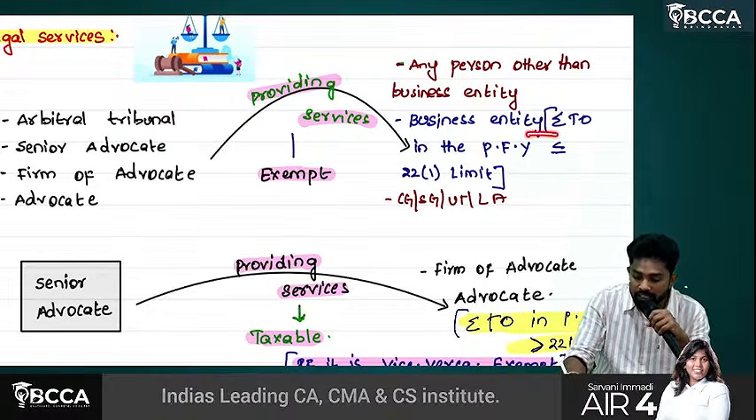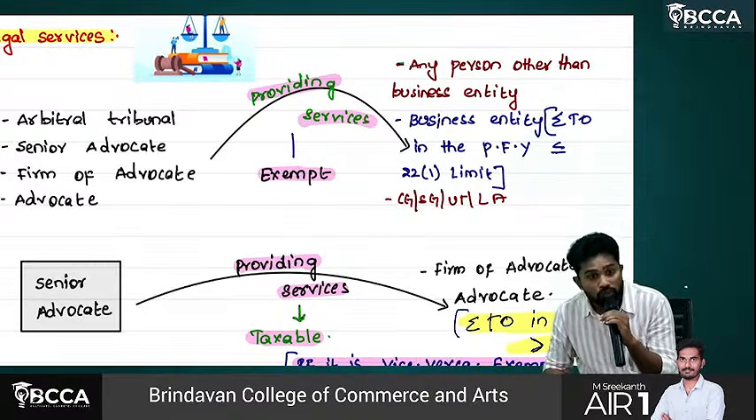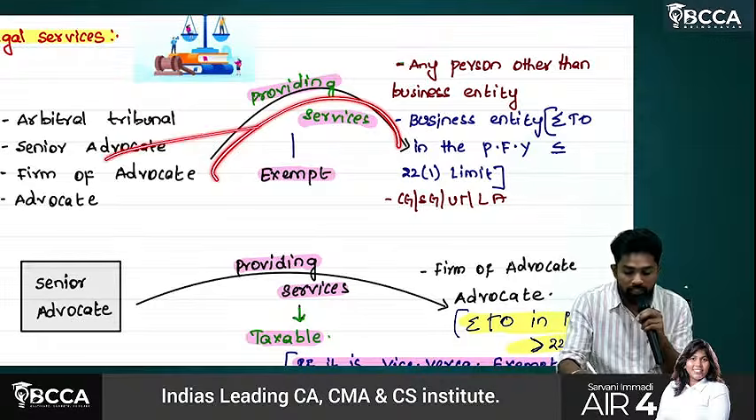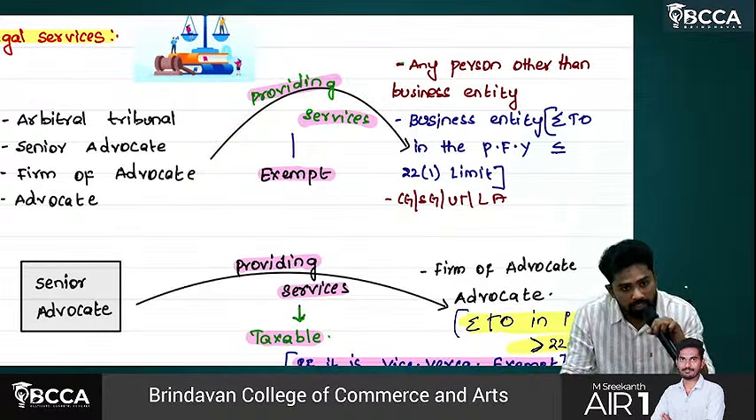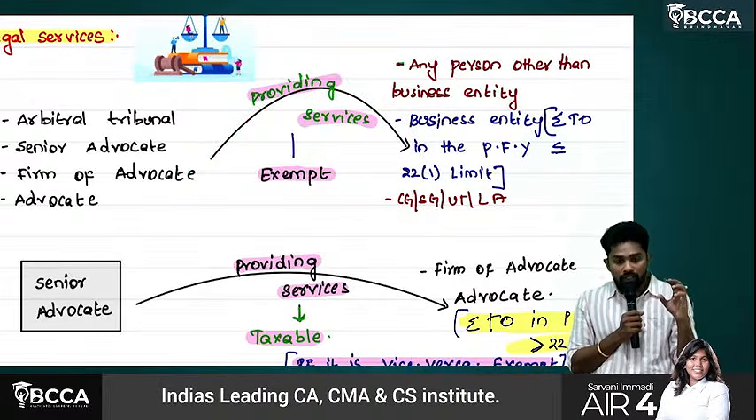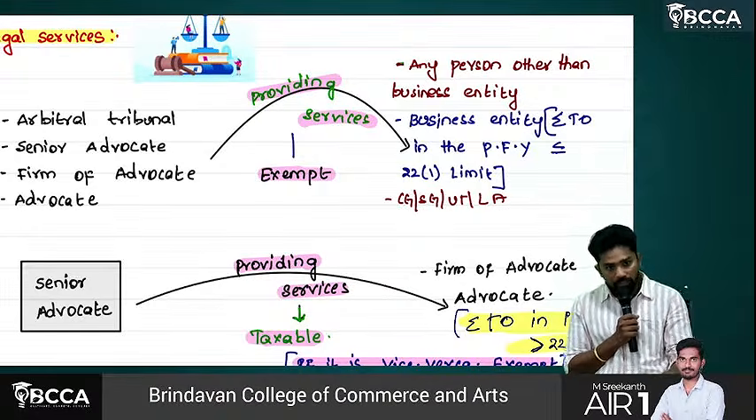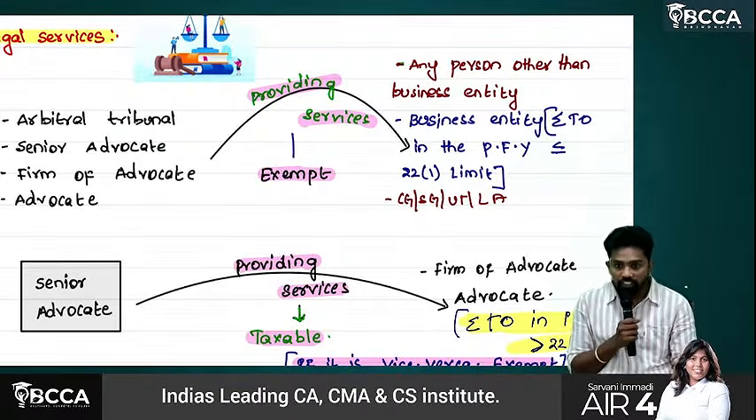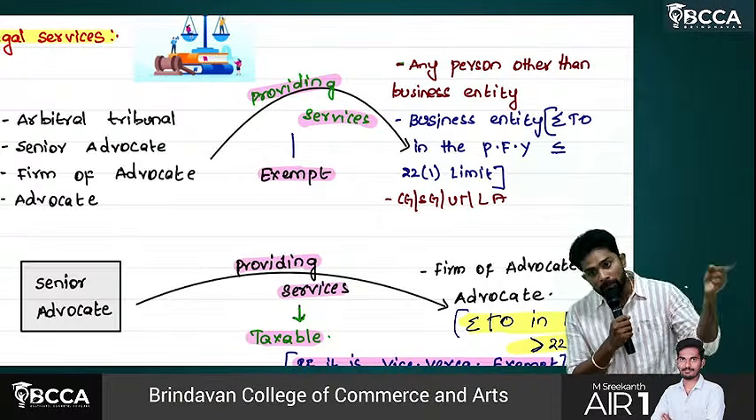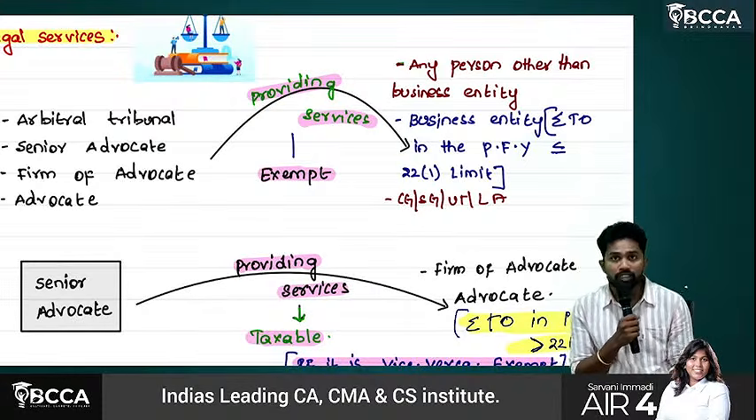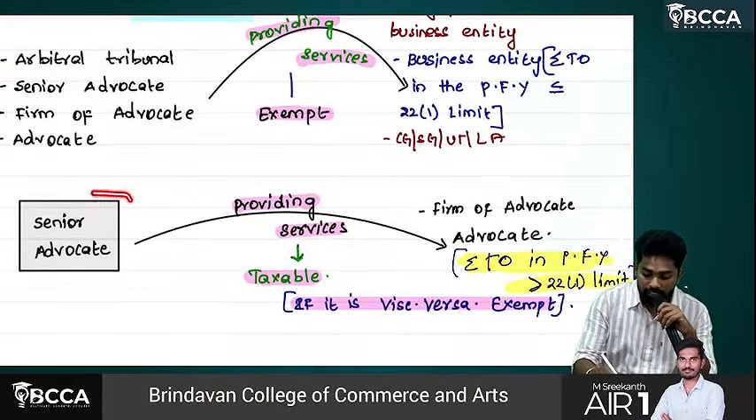Okay. So when a business entity's aggregate turnover is within those limits, it's a business entity, but not required to register. So for such a business entity, if they provide service, then also it is exempted. Or if the service is provided to government, then also their services are exempted. Sir, understand? Legal services provided, who provided to whom? Arbitral tribunal, senior advocate, firm of advocate, advocate providing services to whom? Any person other than a business entity, a business entity with turnover less than the registration threshold limits, or government. Then the services are exempted.